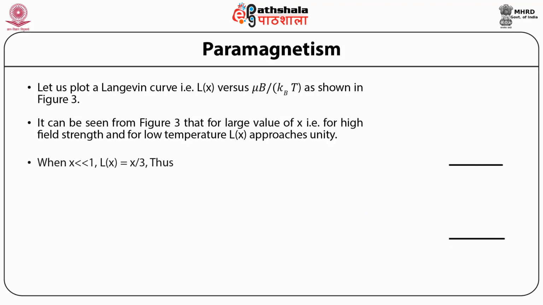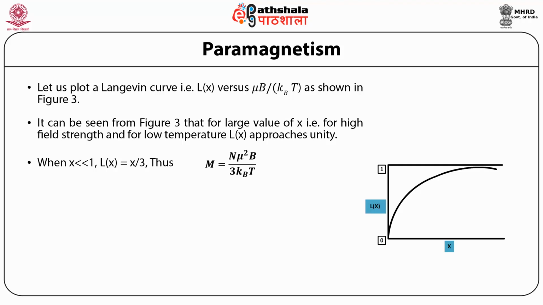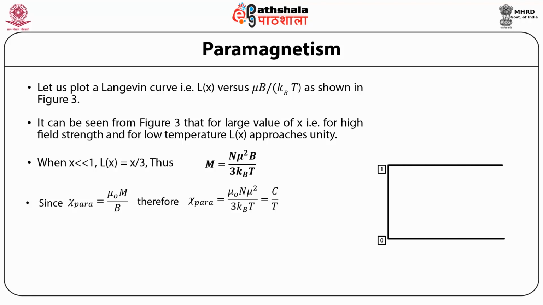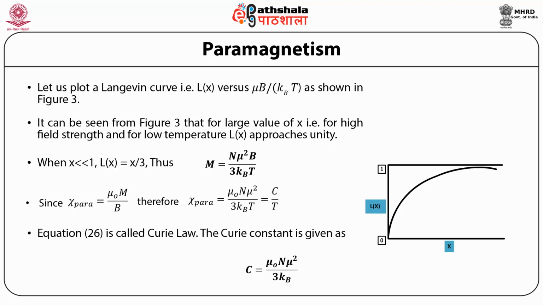So when x is much smaller than 1, then the Langevin function L(x) comes out to be x by 3. Therefore M comes out to be n mu square B by 3 kBT, and since the susceptibility of para is mu naught M by B, the susceptibility of para comes out to be mu naught n mu square over 3 kBT, which comes out to be C by T, where C is a constant known as the Curie constant, equal to mu naught n mu square by 3 kB, and this equation 26 is known as the famous Curie law.